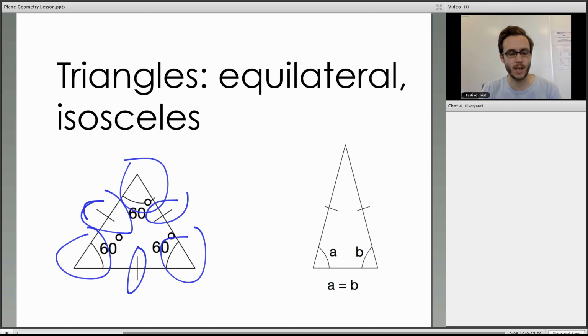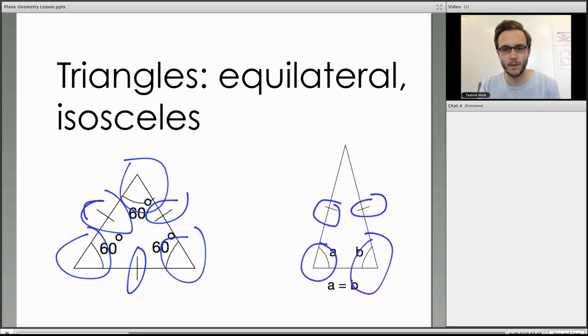Equilateral, so same length sides. So we have all three sides of the same length, all three angles are 60 degrees. And over here on the right, we have an isosceles triangle, which is an equilateral triangle that has been changed a little bit by kind of squishing it in or stretching it out. One of the sides is no longer the same length. So two of the sides we can see are the same length. Two of the angles are the same, but the final side is a different length. And the final angle up here as well is also different.